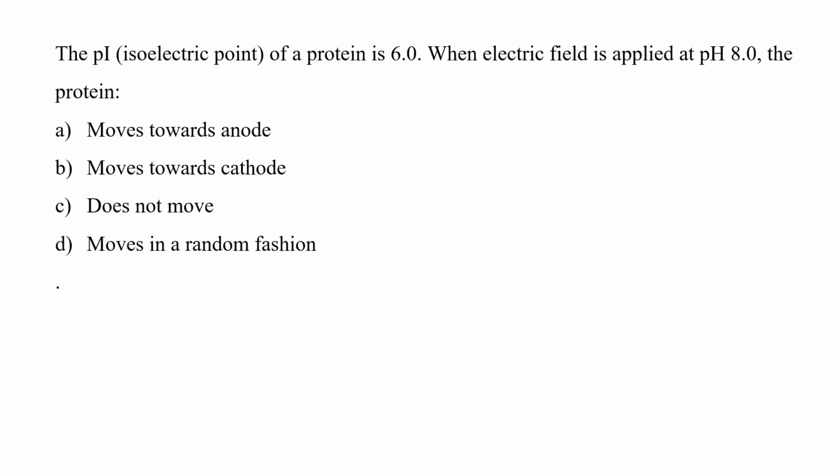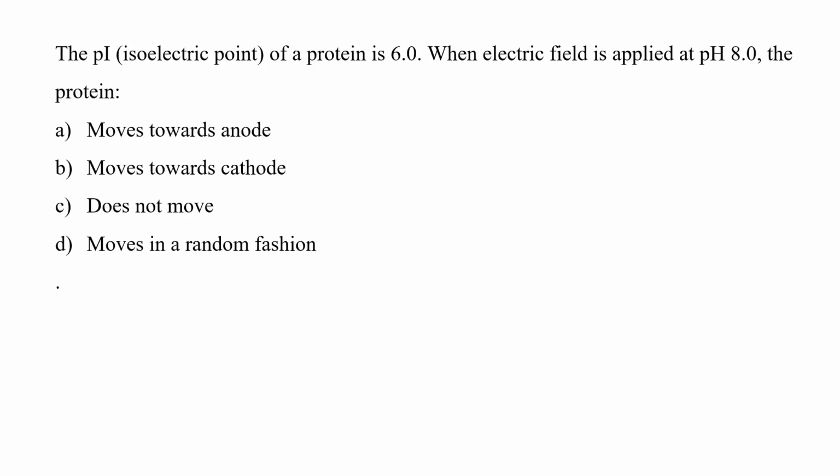The pI, or isoelectric point, of a protein is 6. When the electric field is applied at pH 8, the protein moves towards the anode, moves toward the cathode, does not move, or moves in a random fashion. As we know, at the isoelectric point, which is pH 6 here, the protein will have an equal number of positive and negative charges. That means it will be electrically neutral.